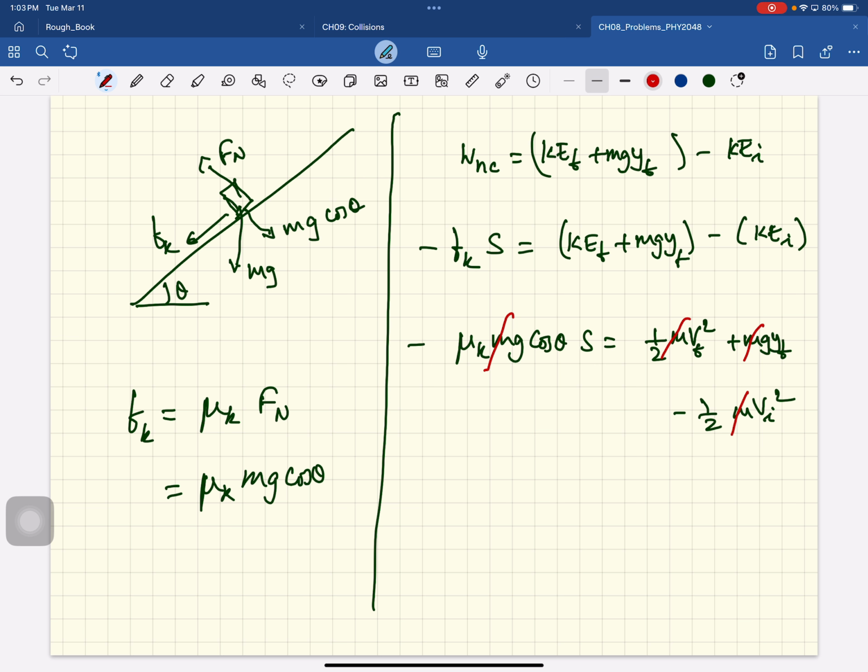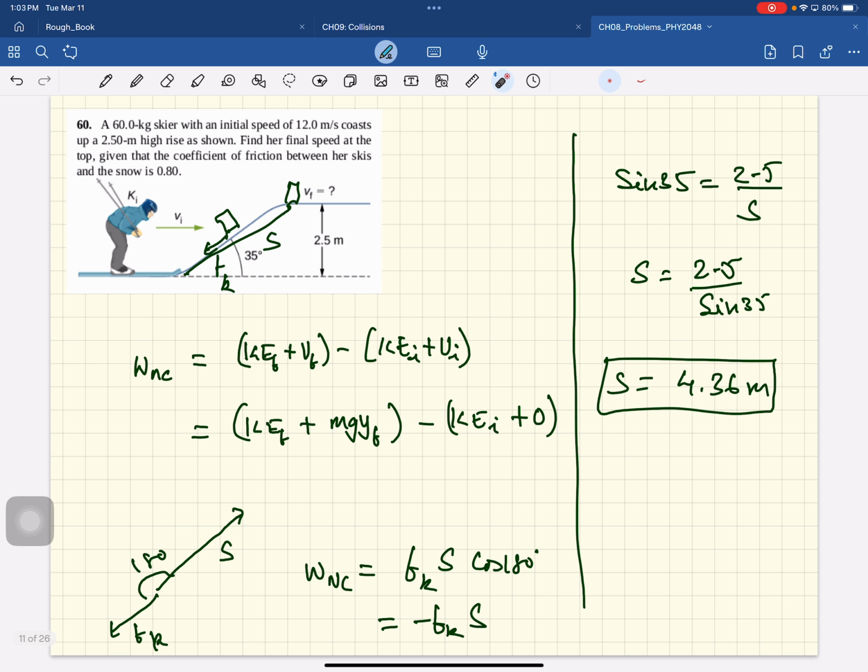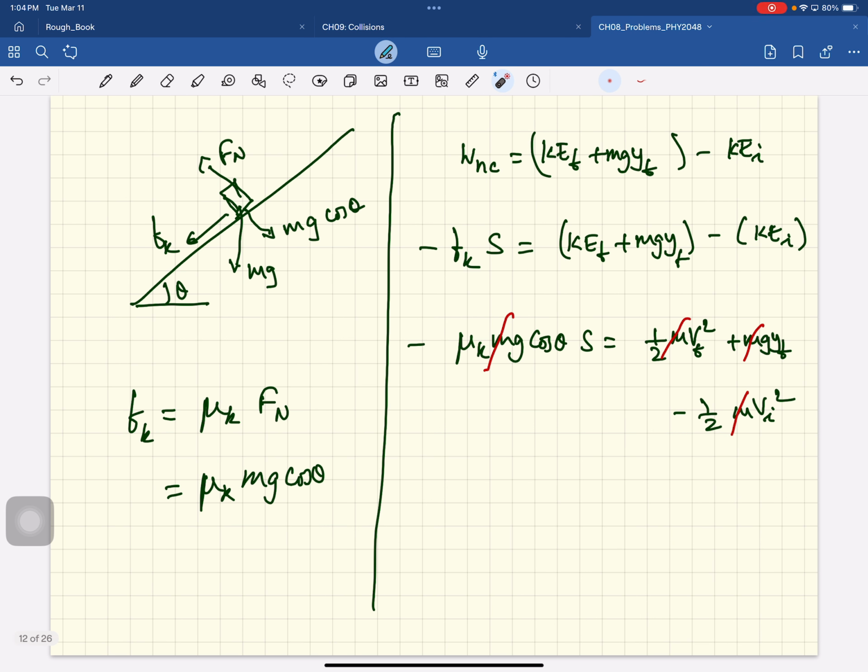For that given initial velocity, mass doesn't matter. So for that slope, for as long as the coefficient of friction is the same, the velocity of every skier at the top will be the same. The mass doesn't matter, okay?